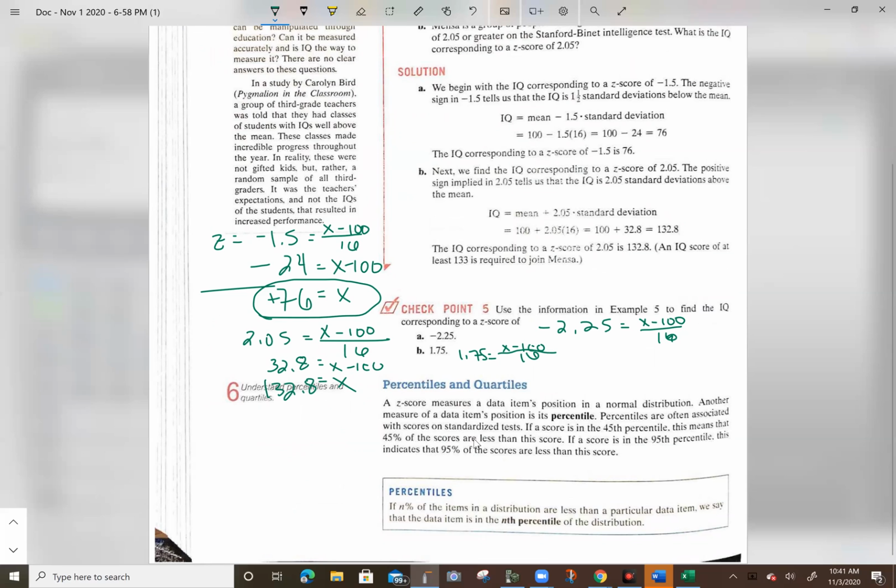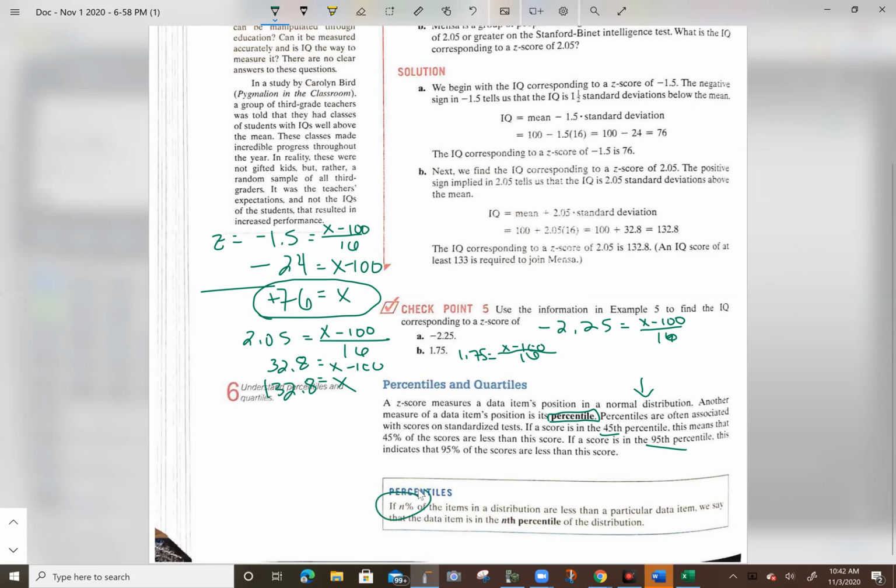Percentiles and quartiles. A z-score measures a data item's position in a normal distribution. Another measure of a data item's position is its percentile. Percentiles are often associated with scores on standardized tests, or like if you have a baby brother or sister, you go in to the doctor like, oh, they're in the 95th percentile of height, which means they're really tall, right? It means they are above 95% of everybody else. Here they're talking about if your score is in the 45th percentile, that means that you were only above 45% of the scores. And if you're in the 95th percentile, it means you're above 95% of the scores.